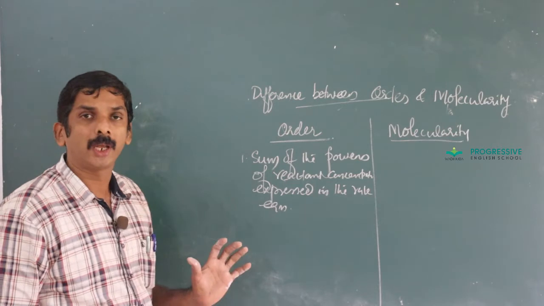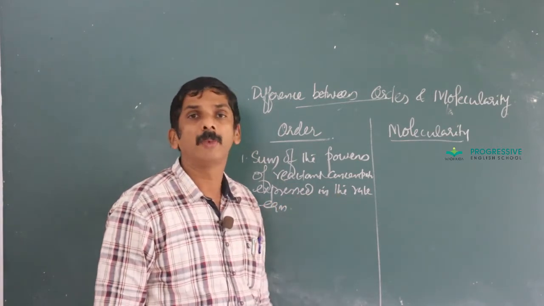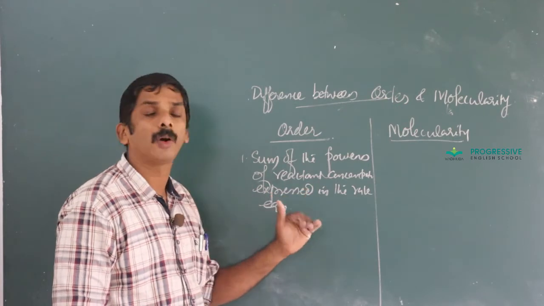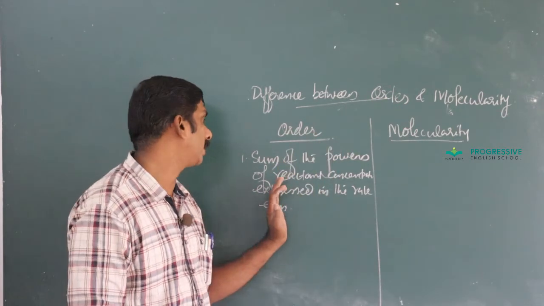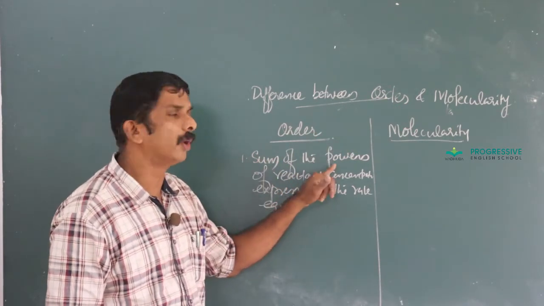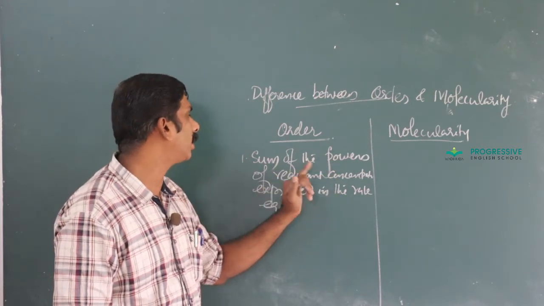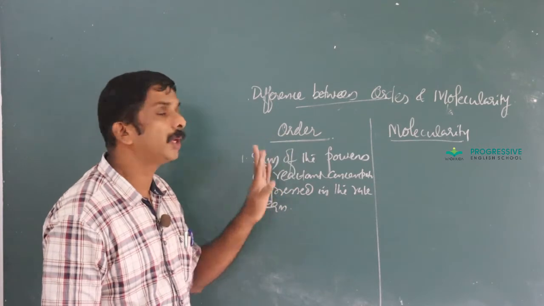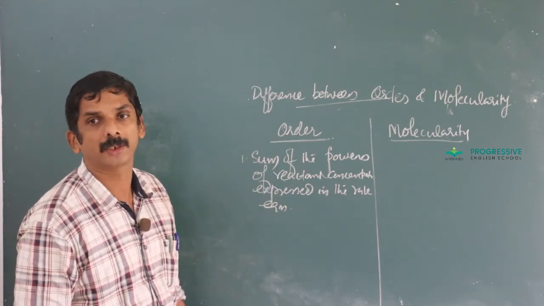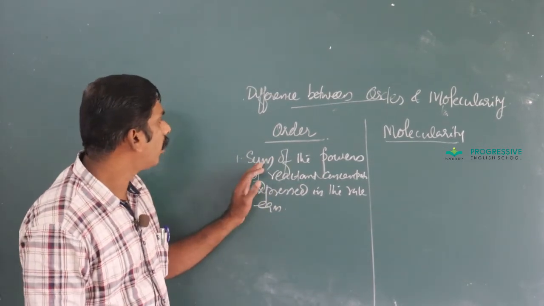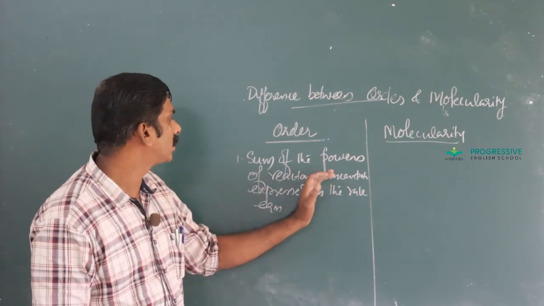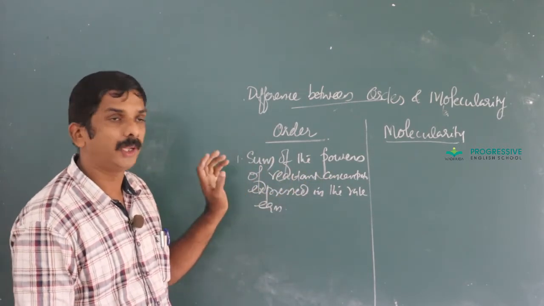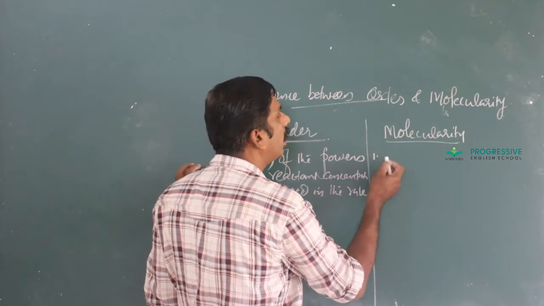That is, the rate equation is the representation of a chemical reaction in terms of reactant as well as the coefficient of reactant. That sum of the power of reactant concentration expressed in the rate equation is termed as order of the reaction. Then what about molecularity?